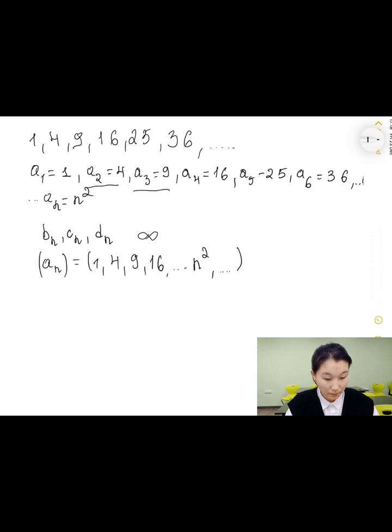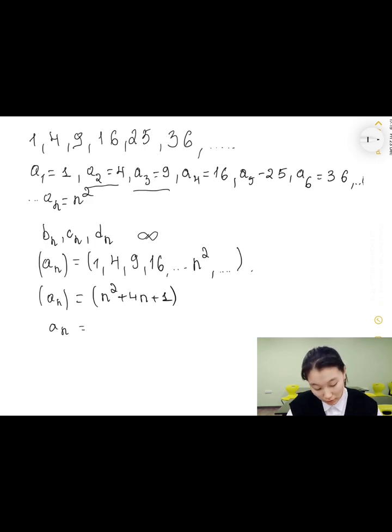Sometimes we can also use a shorthand way to write sequences. It's like (an) equals (n squared plus 4n plus 1), which means the sequence an with general term an equal to n squared plus 4n plus 1. Do you get it?